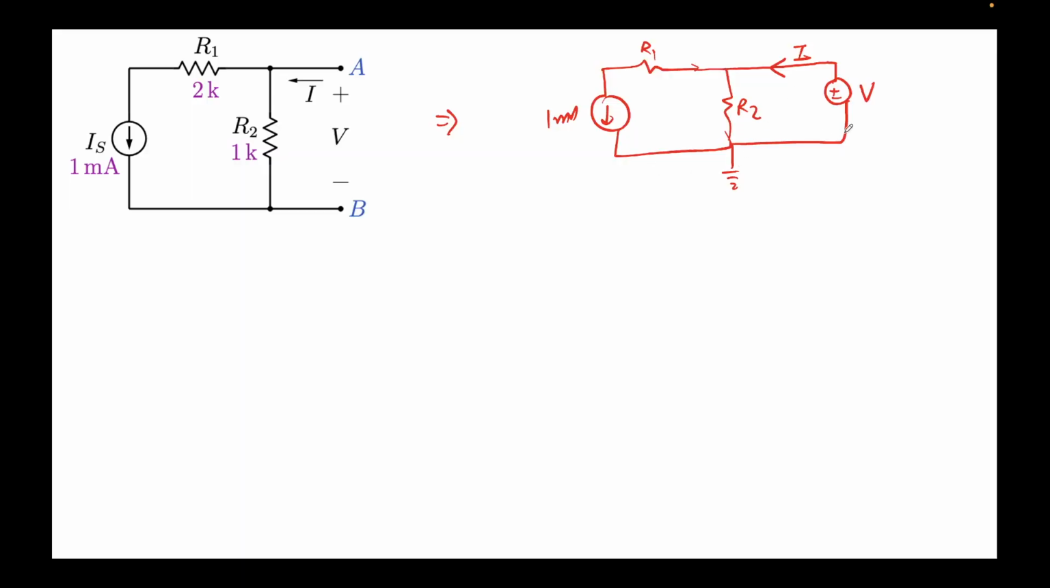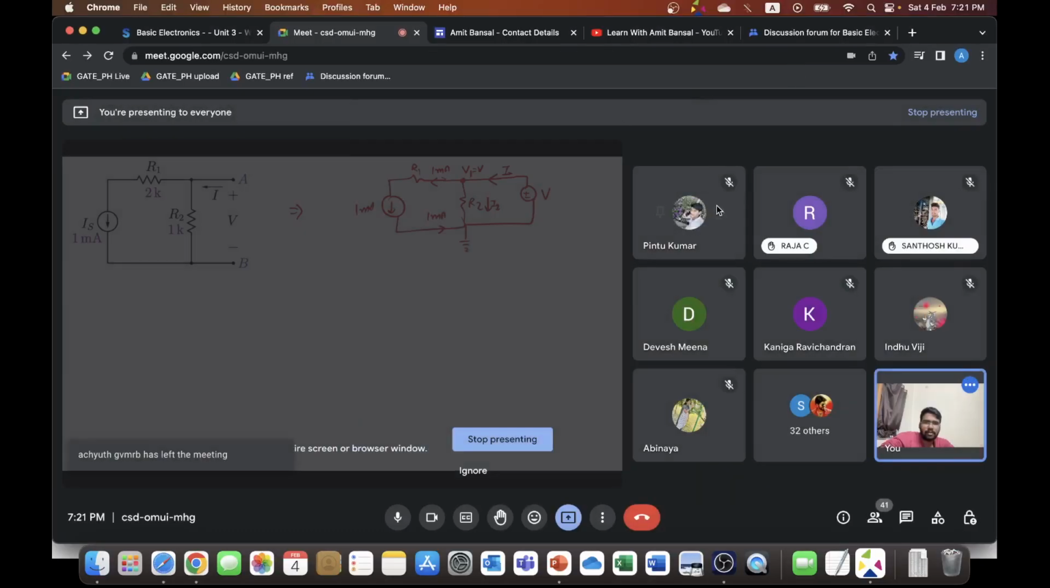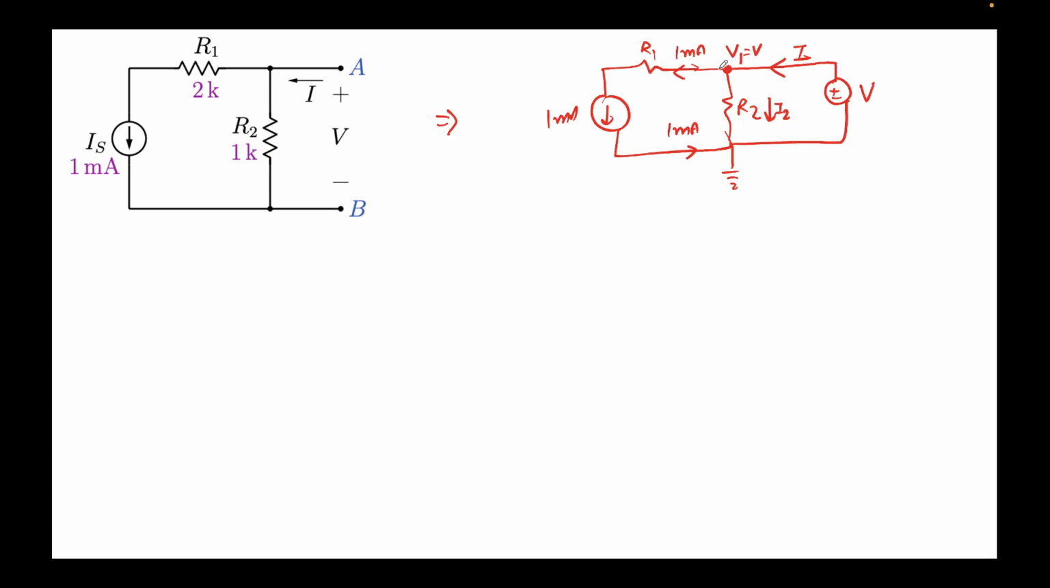Okay, now moving ahead. This is 1 milliamp again, so the current here also would be 1 milliamp, and the current here also would be 1 milliamp. Let's label this node. Let's call this node V1. What I'm going to do is evaluate the value of this node V1, and let's call the current through this resistor I2. So how to get V1? It's very simple. The value of V1 would be exactly V, because this is a wire over here. So V1 would be exactly equal to V.